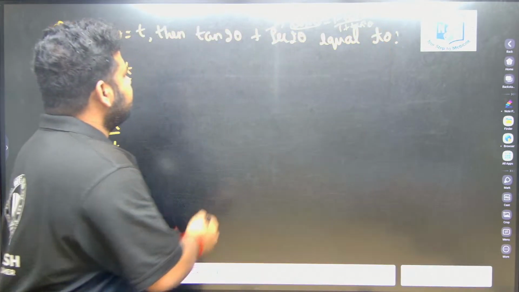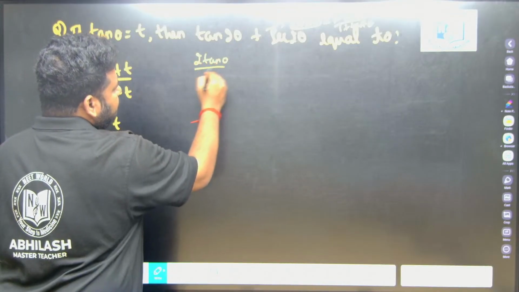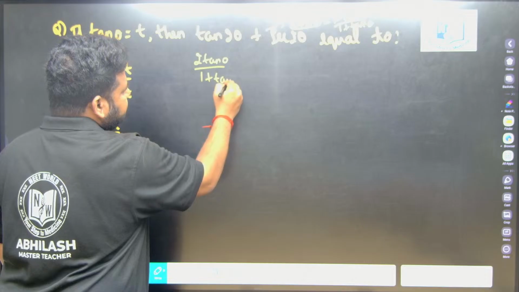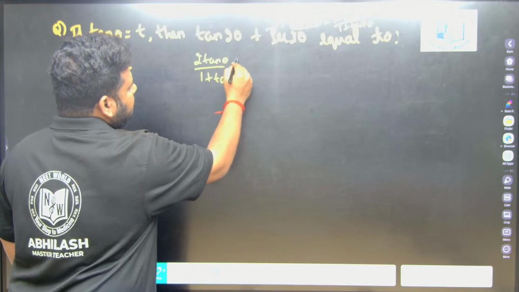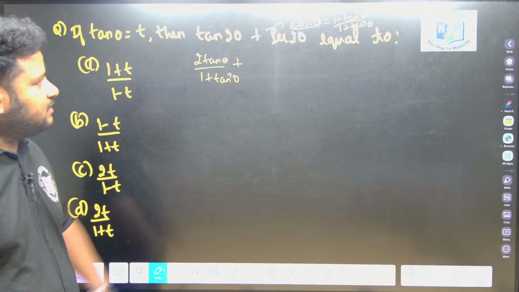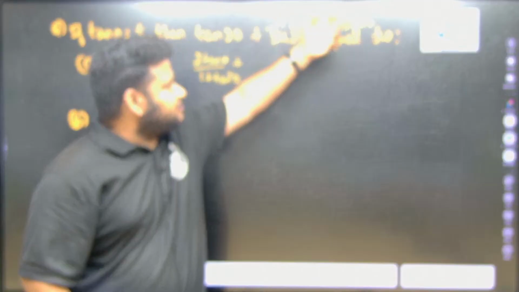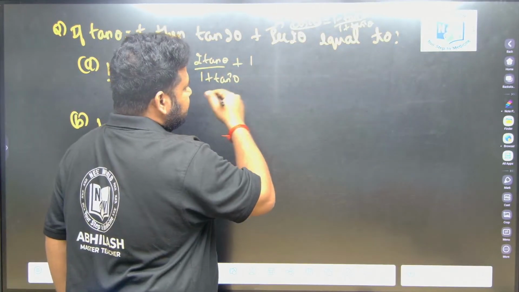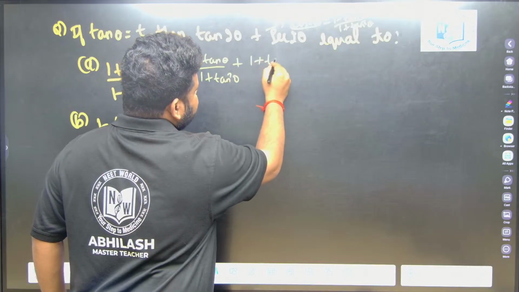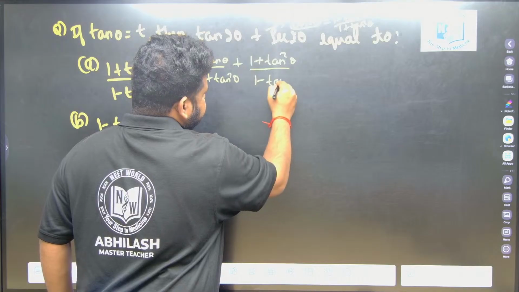So what I can do here? Tan 2 theta can be written as 2 tan theta by 1 plus tan square theta, plus secant 2 theta. Secant 2 theta is 1 by cos 2 theta. Cos 2 theta is what? 1 minus tan square theta by 1 plus tan square theta. So its reciprocal will become what? Its reciprocal, that is secant 2 theta, is the reciprocal of cos 2 theta, correct na? So 1 plus tan square theta by 1 minus tan square theta.